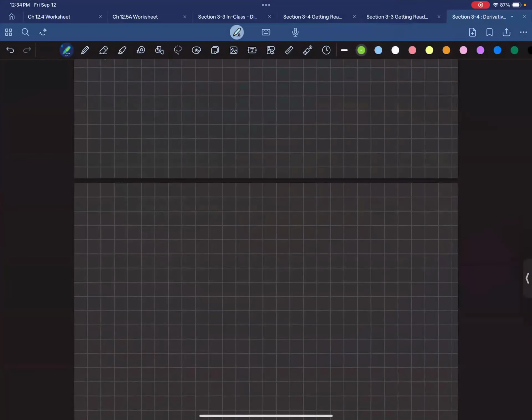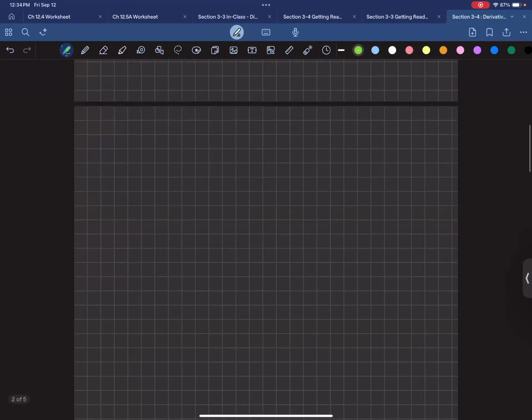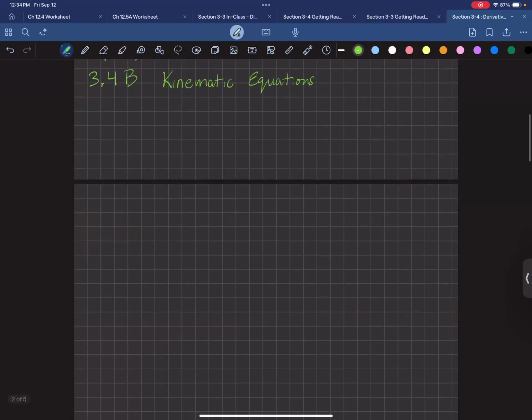All right. So this is 3.4, part B. This is on the kinematic equations. That is, position, velocity. I'll say velocity / speed, and we'll talk about the difference. Acceleration, and something the book doesn't cover, but it's part of it, the jerk.